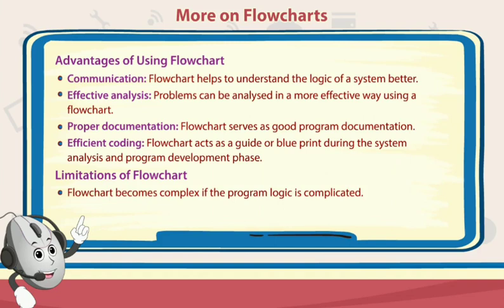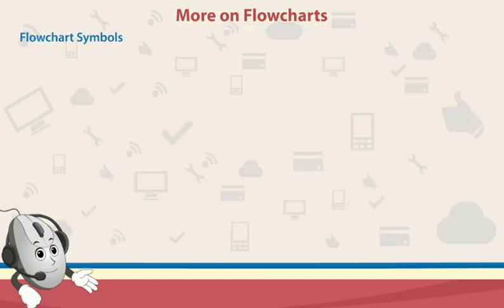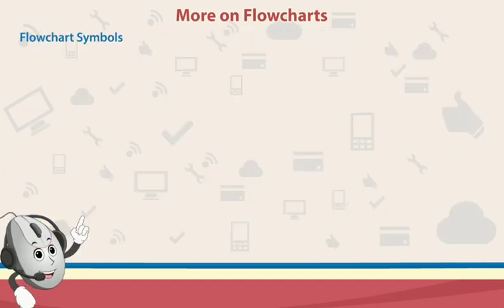Now let's learn the limitations of flowchart. Flowchart becomes complex if program logic is complicated. If your program is so lengthy and complicated, then the flowchart becomes complicated. It has to be completely redrawn in the case of alteration. If any changes are to be made, we have to redraw the flowchart.